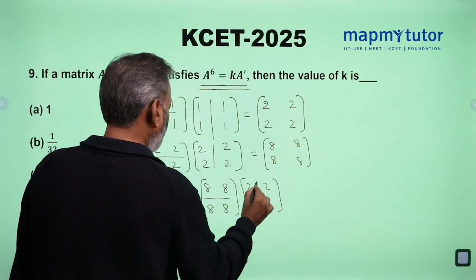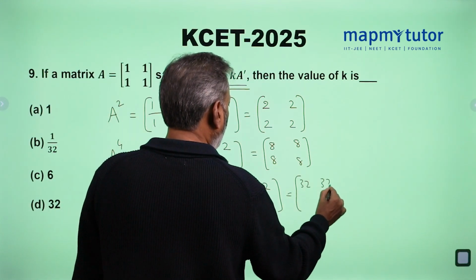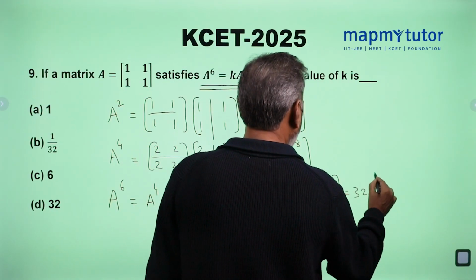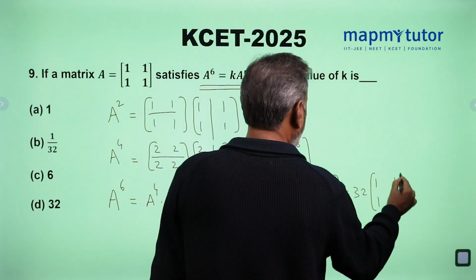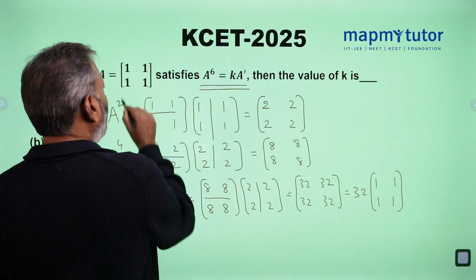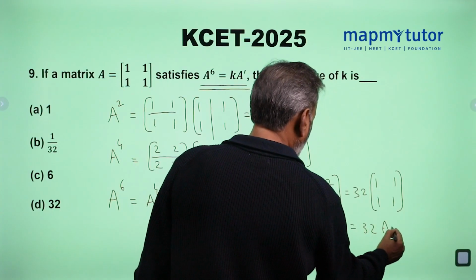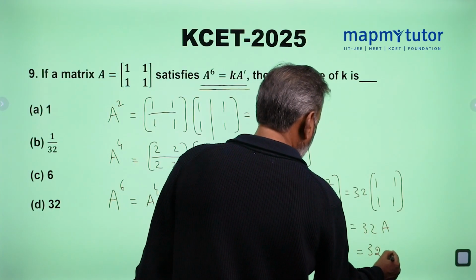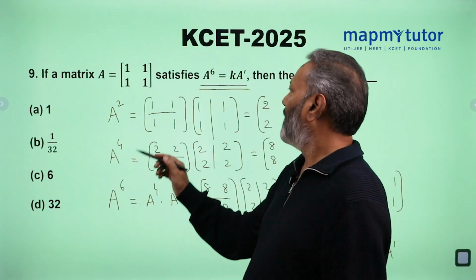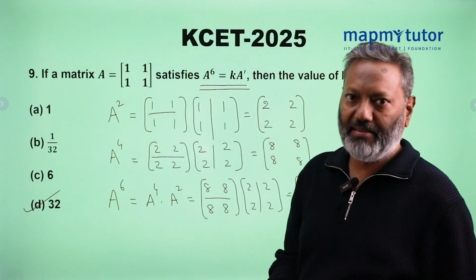Again, first row, first column, if I multiply 16 plus 16, that gives you 32. And all the remaining elements are 32 each, which can be written as 32 times 1, 1, 1, 1. And what is this 1, 1, 1, 1? A. But they are asking for A dash. Then what is A dash? It is also 1, 1, 1, 1. Therefore, I can write this as 32A or 32 A dash. Both are the same. A and A dash are the same. And hence, K is 32. Option D is correct.